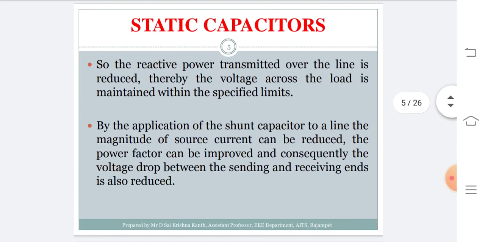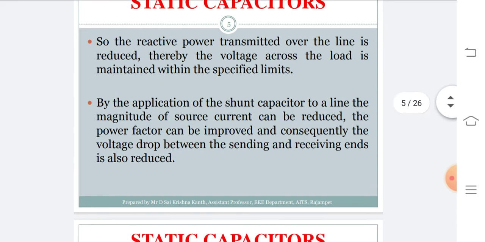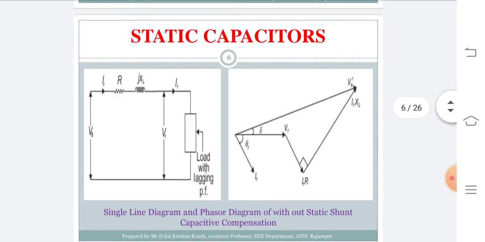So here the reactive power transmitted over the longer distances over the line gets reduced in value, thereby the voltage across the load is maintained within the specified limits. By the application of a shunt capacitor to a line, it majorly improves the power factor, and consequently the voltage drop between sending end and receiving end also reduces. So have a glance at the figure.